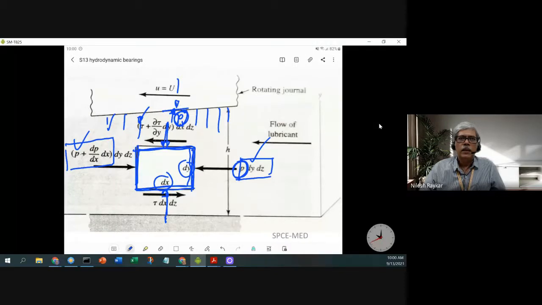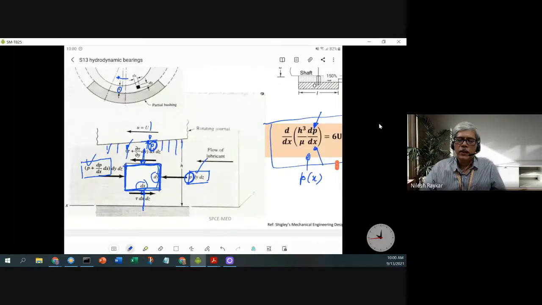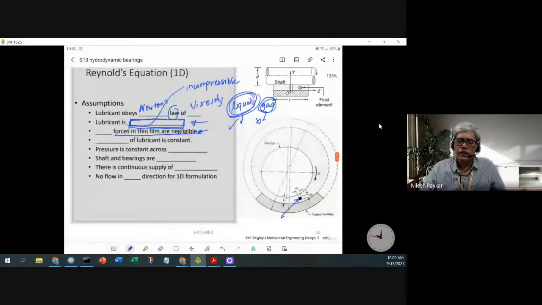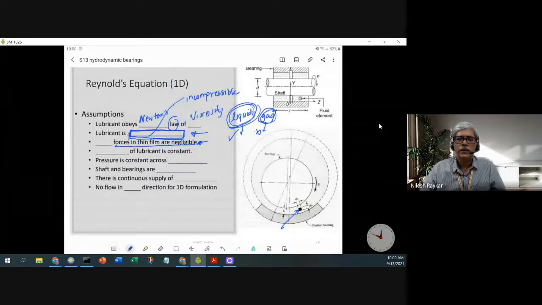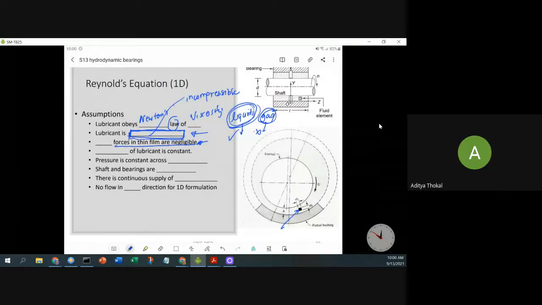Okay. So somebody said body force. Can somebody just explain what is the body force? Sir, weight of the lubricant. Yeah, that's what I said.